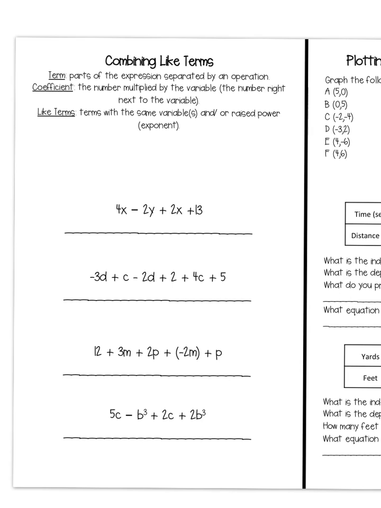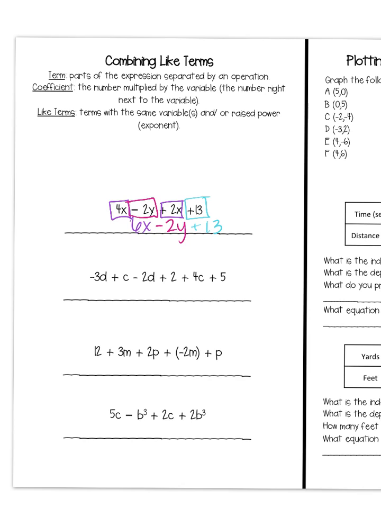Okay, right here, I have 4x minus 2y plus 2x plus 13. I have 4 x's, 2 x's. How many total x's do I have? 6 x's. I have a negative 2y. Do I have anything to combine my y's with? No. And then I just have plain old plus 13. Okay, these terms are combined. You can't solve this because you don't have a value of the x's and the y's.